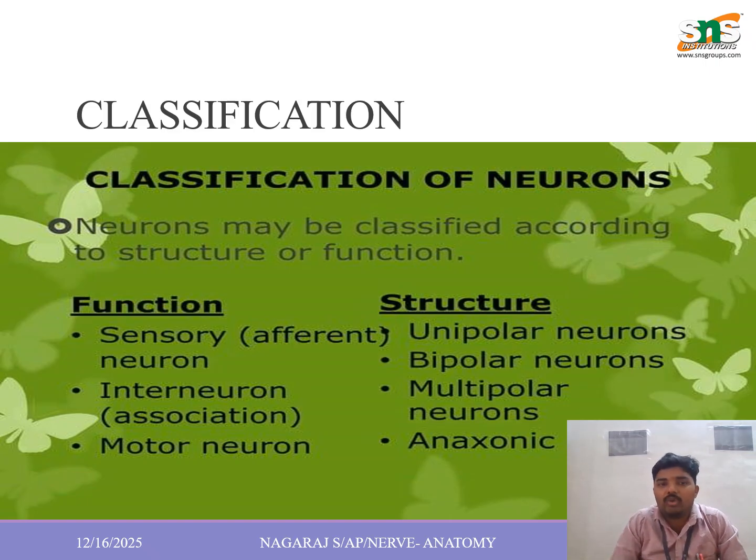Then the classification of neurons is mainly according to function or structure. The function-based classification is the sensory neuron, which is the afferent neuron; the interneuron, the associated neuron; and the motor neuron. The structure-based classification is the unipolar neuron, bipolar neuron, multipolar neuron, and anaxonic neuron. This class covered what a neuron is, the types of neurons, the classification of neurons, and the difference between functional and structural classification.